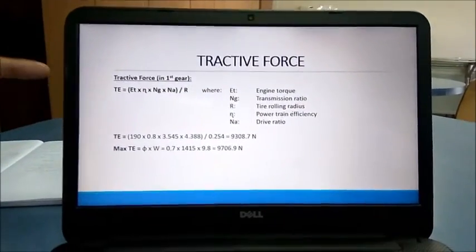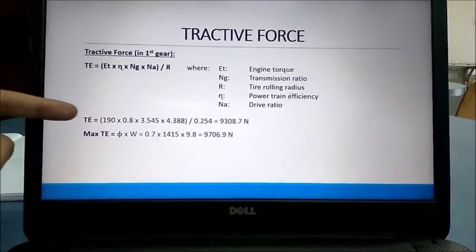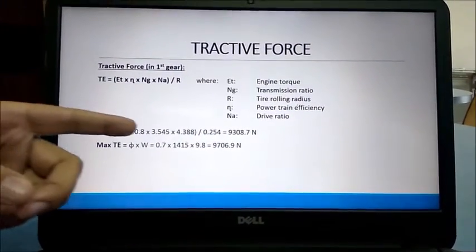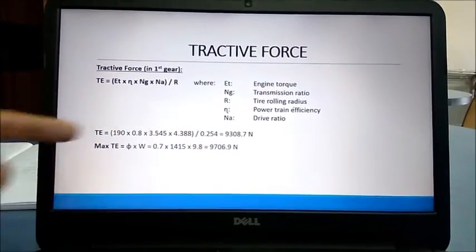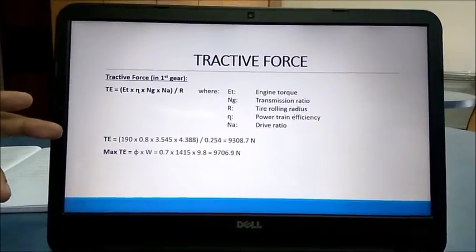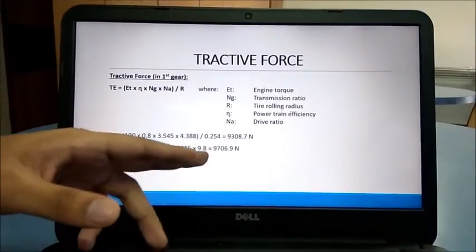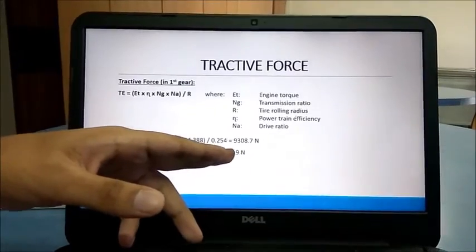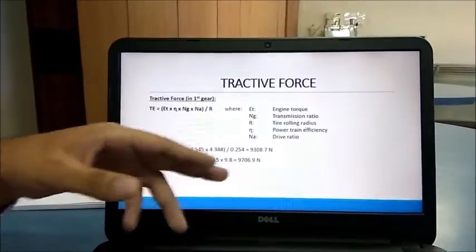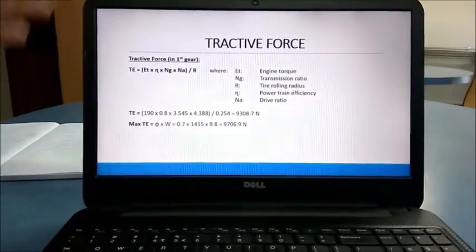We have calculated the tractive effort available in first gear. We get it as 9,308.7 newtons, and the maximum tractive effort, which depends on the coefficient of friction and the weight of the vehicle, is approximately 9,706.9 newtons. You can see both the values are similar, and that says that the maximum tractive effort is generated in the first gear.